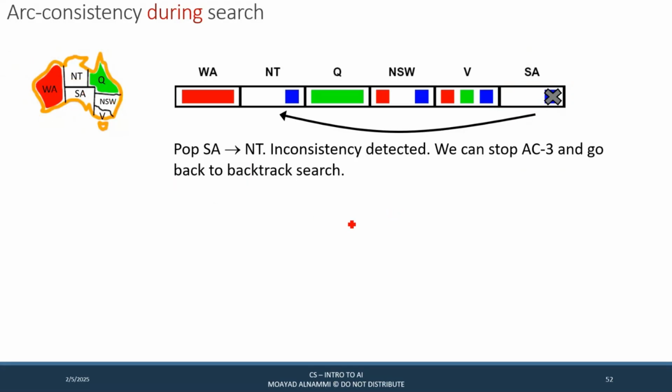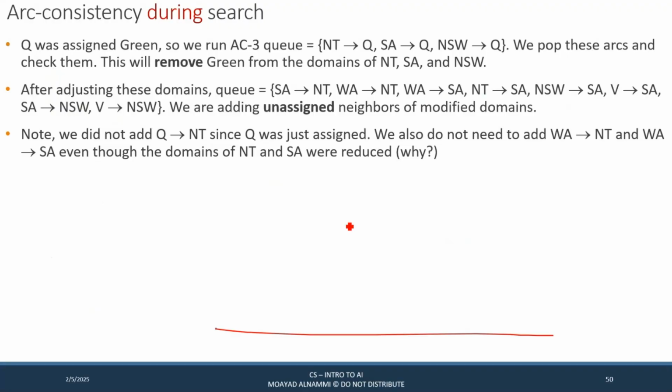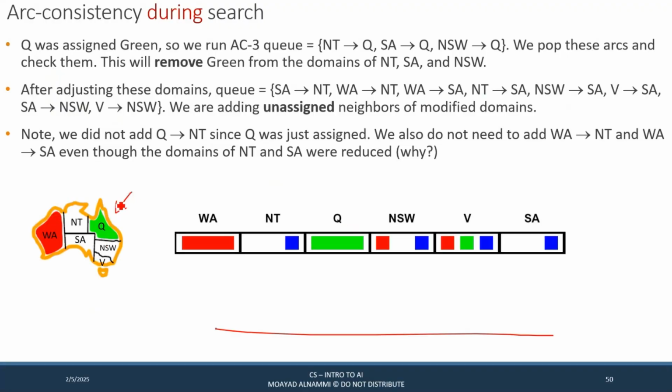One interesting thing as well: you notice that when we assigned the value green to Q, and we had this arc in our queue, the order in which we pop the arcs, because we're using a set, has no particular order. It's kind of unordered popping because we're using a set implementation.